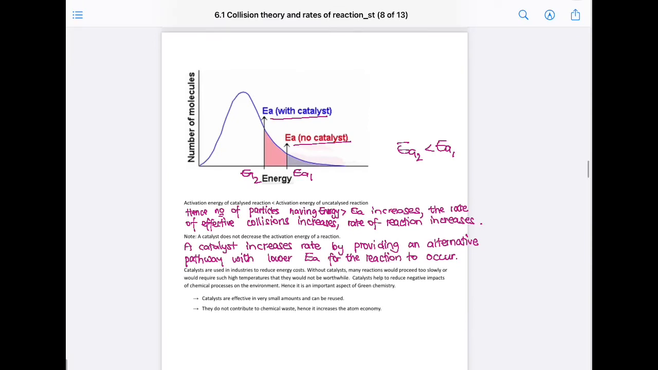And so you can see the number of particles having energy greater than activation energy increases in the presence of the catalyst. So this area over here is greater. Actually, it should be like the whole area over here. This is greater than the area that is shown in gray over here. And a catalyst, like I mentioned before, increases rate by providing an alternative pathway with lower activation energy.